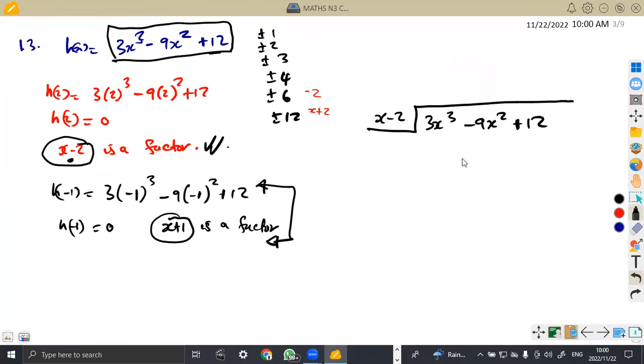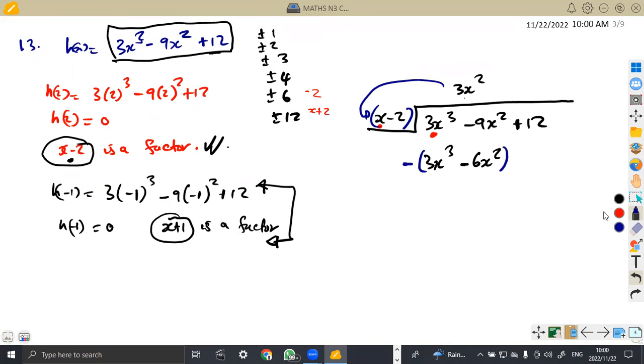Remember, guys, your long division. If you're applying long division, we're going to divide the first term by the first term. So it's 3x cubed divided by x, which is going to give us 3x squared. We multiply back here, 3x squared is going to multiply everything, that's x minus 2. So it's 3x squared times x, which is 3x cubed, 3x squared times minus 2, which is going to be minus 6x squared. We are done on this part, then we subtract.